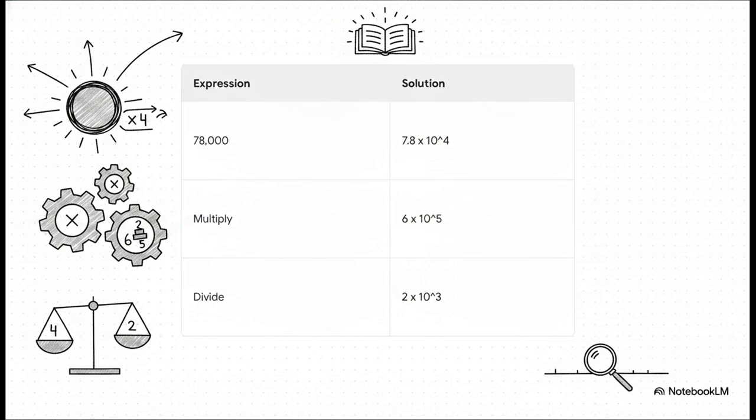Take a solid, everyday number like 78,000. To tame that thing, we move the decimal 4 spots to the left to get 7.8. That leaves us with a clean 7.8 times 10 to the 4th power. And it works exactly the same with our operations.